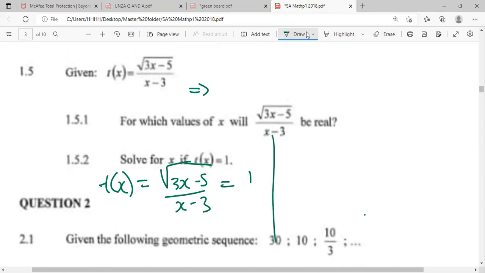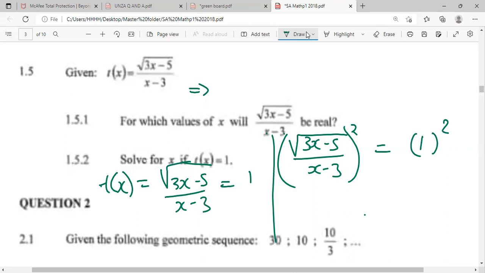So what does that mean? You say the root of 3x minus 5 over x minus 3 equals 1. To get rid of the root, we can square this, and you're going to square the other side. So this means that you have got 3x minus 5 over x minus 3, you square it, is equal to 1.